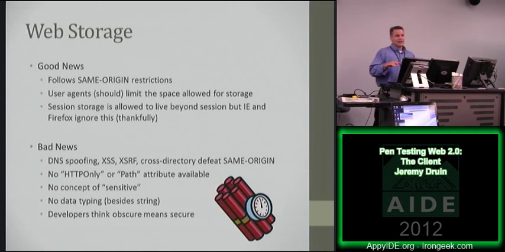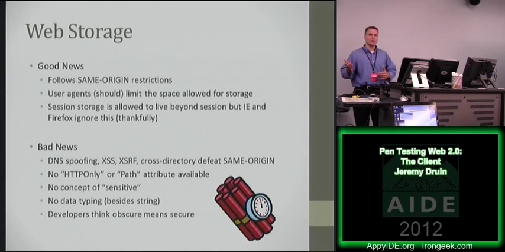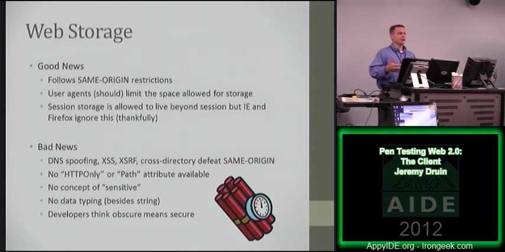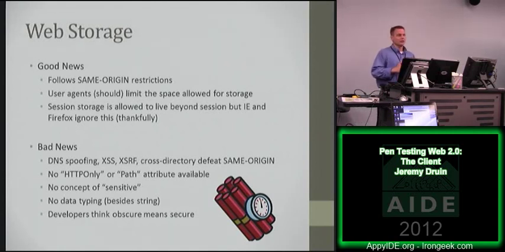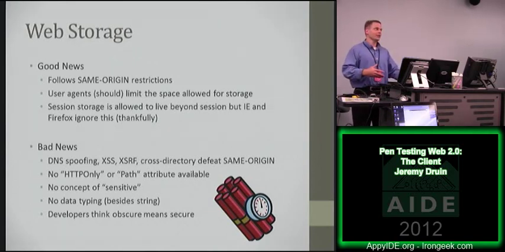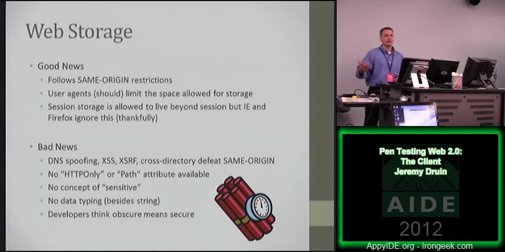Bad news is that anything that has worked for a decade to defeat same origin works just fine on defeating same origin for the web storage. There's no difference in the protections that the browser offers. And there's no concept of HTTP only. There really can't be, because the way that you interact with web storage is via JavaScript. If you had an HTTP only flag, you wouldn't be able to interact with it anymore, which would defeat the entire purpose. And there's no concept that I can find of path like you have in cookies.